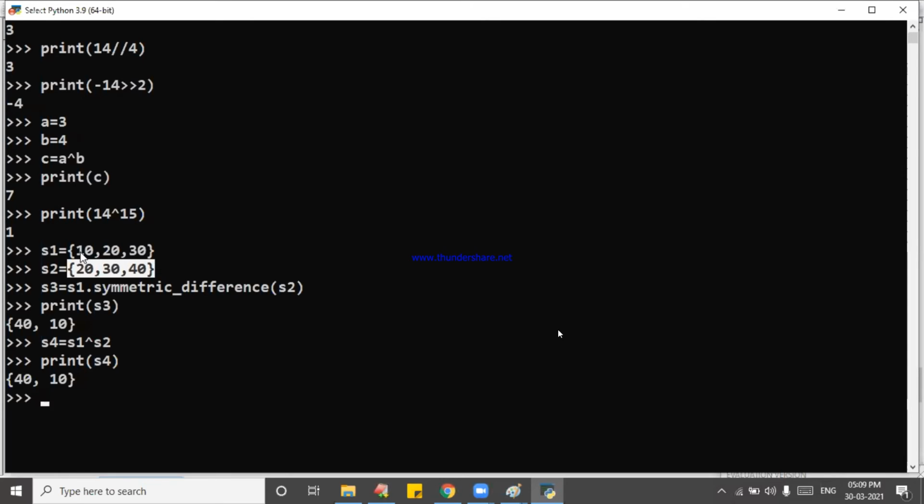Now, earlier that element is 10. 1 and 0 is what? Exclusive, so 1. 1 means what is coming? 10 is coming. You see, 10 is coming. Are you getting me? Getting or not?